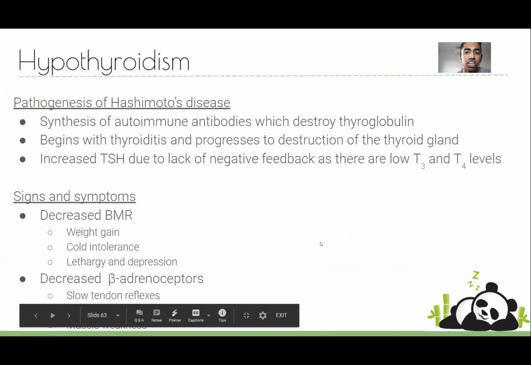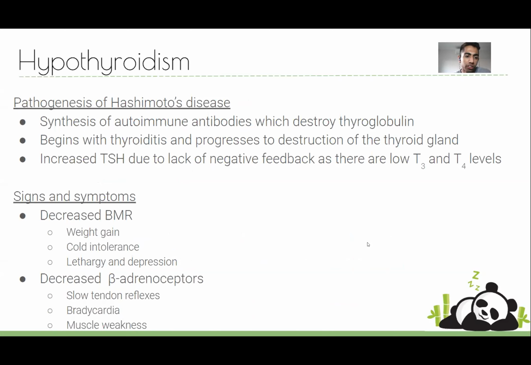Okay, so pathogenesis of Hashimoto's. We talked about it a little before, but basically you've got your autoimmune antibodies which destroy your thyroglobulin, and it begins with thyroiditis. It's inflammation, and then it'll eventually progress to necrosis of the thyroid gland. And we've talked about that negative feedback. The signs and symptoms are pretty much the opposite of hyperthyroidism.